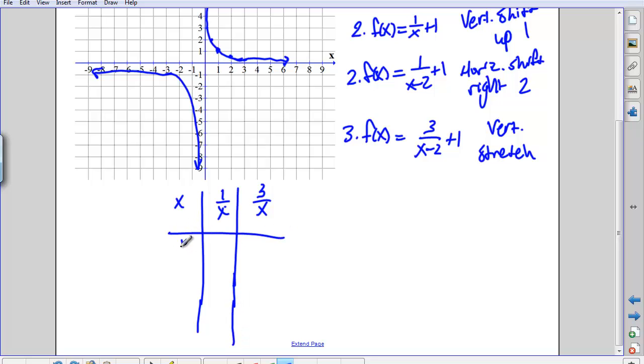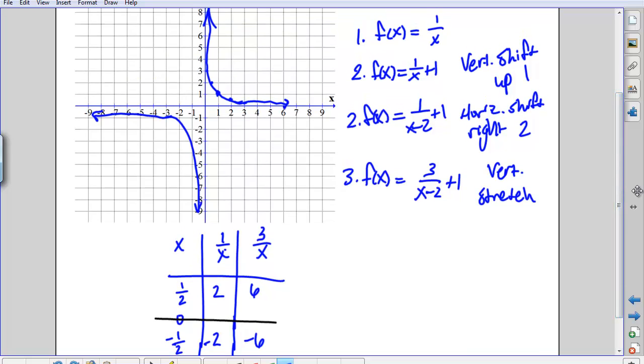Let's just throw some values out here. 1/2, 0, -1/2, and 1. If we do 1 over x, that's 2. Actually, 0 is not going to work here. That would be undefined, so let's just scratch that. -1/2 would be -2, and then 1. If we multiply that by 3, we get a 6, -6, and a 3.